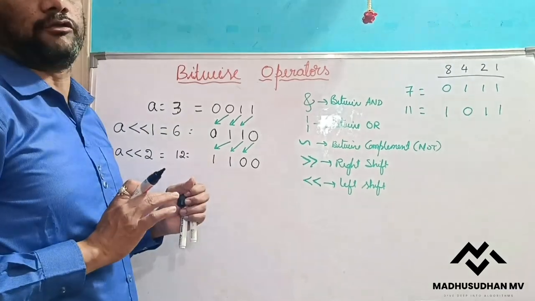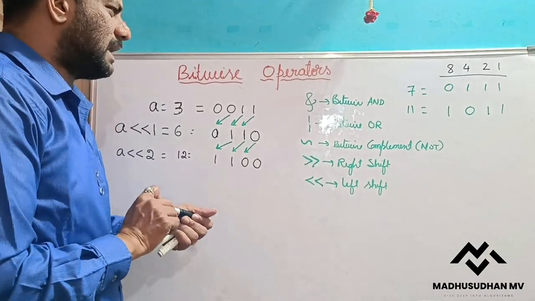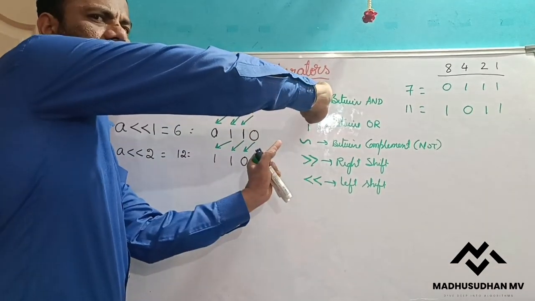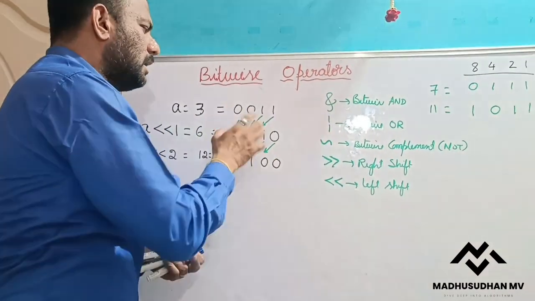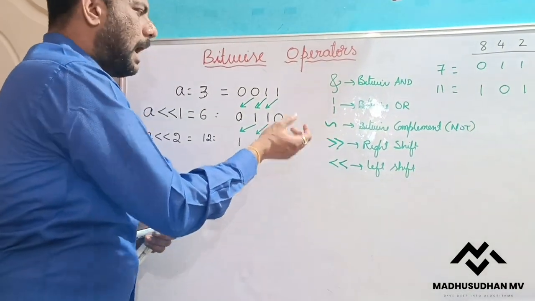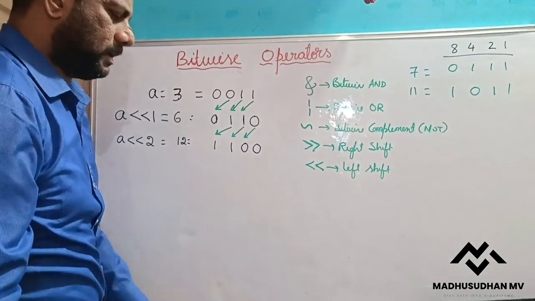So this is what the left shift operator does. Similarly, the right shift works exactly the same way in reverse order. If you right shift towards its right by one position, the bits will go and fill the next position towards the right, and the vacant bit will be filled with 0.